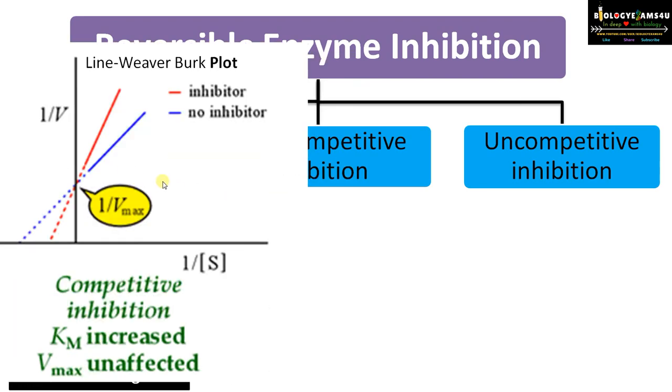And this is a Lineweaver-Burk plot of competitive inhibition. Here also you can see this blue line is without inhibitor and red line with inhibitor. Here also the Km value is shifted to this position, that is, Km value has increased, indicating that the affinity has decreased, whereas the Vmax, the point of intersect in the velocity y-axis, remains the same.